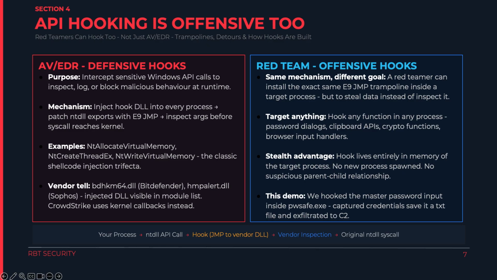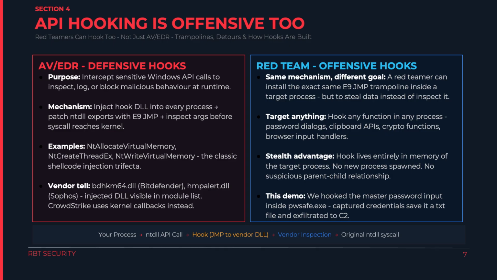The stealth advantage here is significant. Our hook lives entirely inside the target process, in memory, right? So no new process spawn, no suspicious parent-child relationship. We are just blending in. And as you can see in the demo that we showed, the target was the master password input inside the password safe. Basically, with one hook, one API, we own the vault, right?